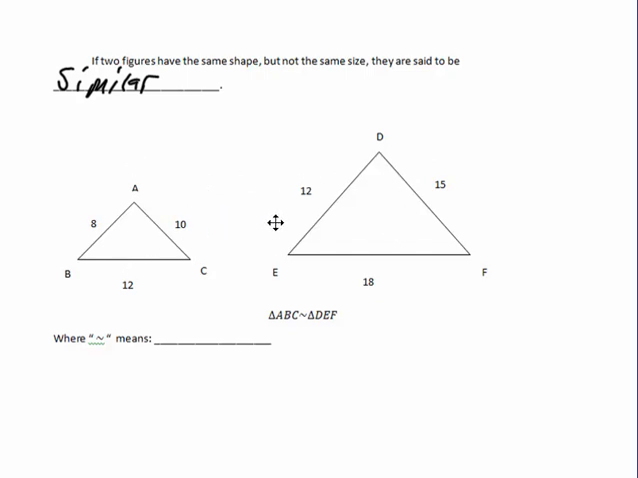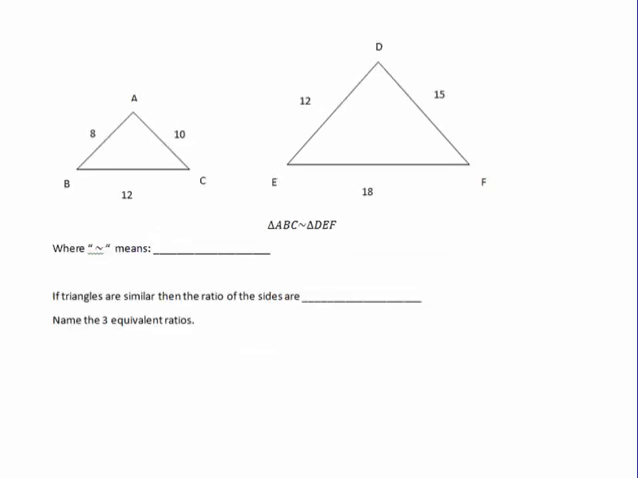I've shown these on your paper here because I want to see what it means for something to be similar. Down here, this tells us that triangle ABC is similar to triangle DEF. That squiggly line there just means similar. Again, they have the same exact shape, but not necessarily the same size.